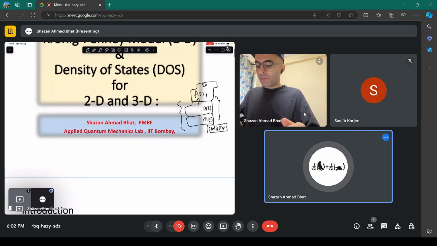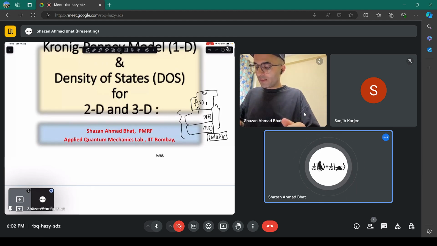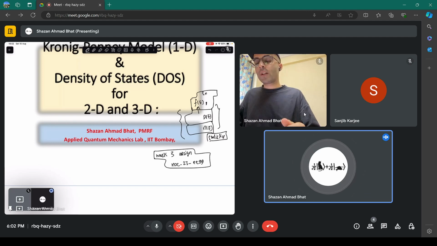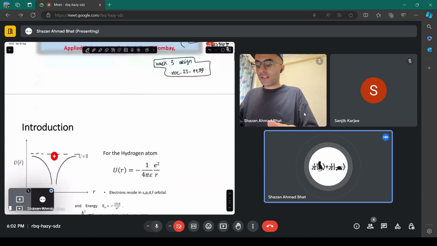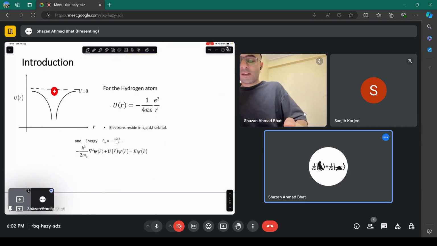The plan for today is to solve the week 3 assignment of NOC 23 EE99. But what I can see is that the questions in that assignment require a little bit of understanding of the basics behind those questions, and that is the fundamental thing that the professor wants us to explain: what are the key fundamentals behind the answers to those questions. So starting with the Kronig-Penney model and density of states, let's just dive straight into this.